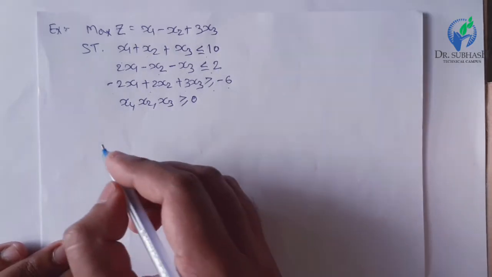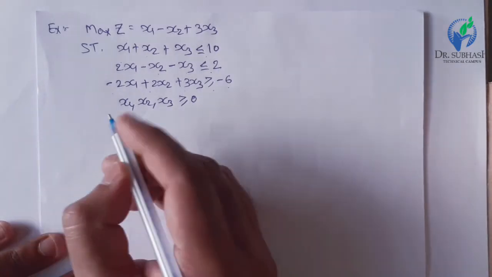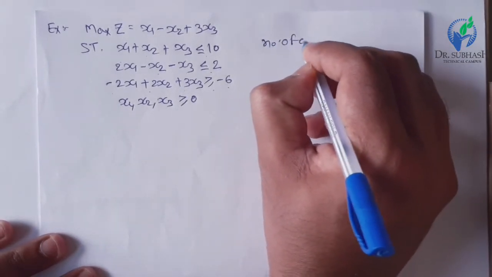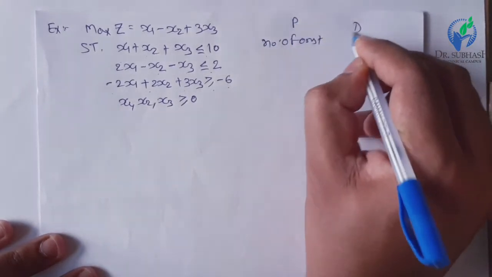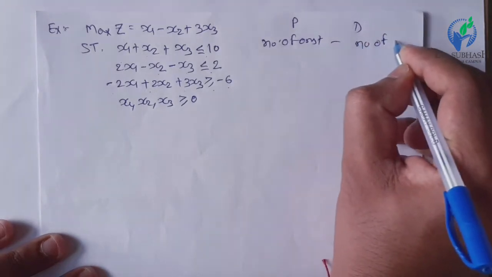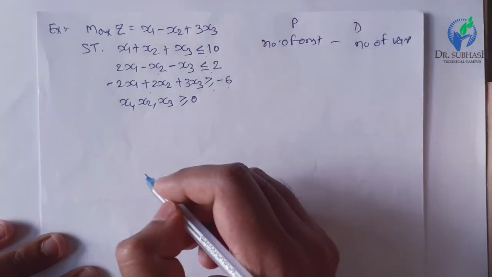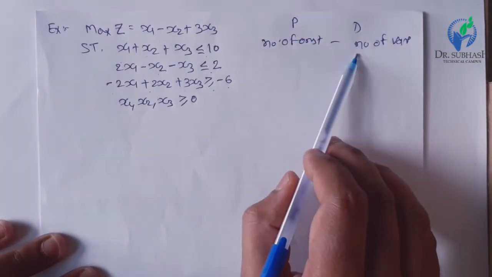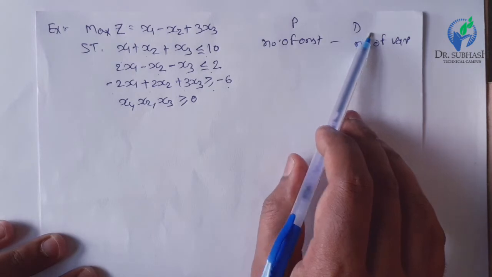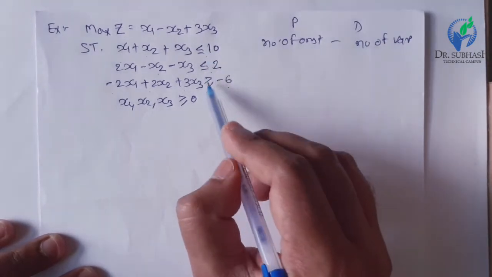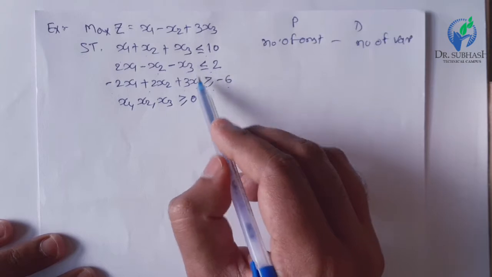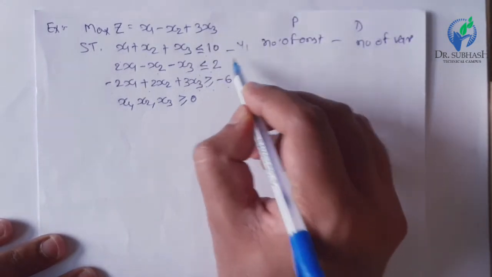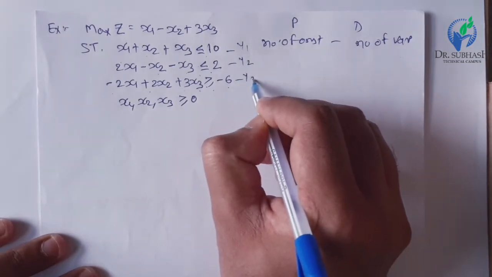First, for the conversion to the dual problem, the number of constraints in the primal equals the number of variables in the dual, and vice versa: the number of variables in the primal will be the number of constraints for the dual. So here three variables are given and three constraints are given. According to these three, we get three variables, say y1, y2 and y3.